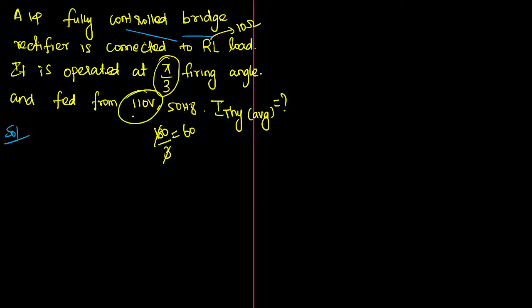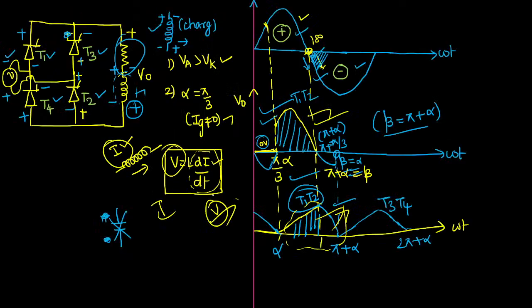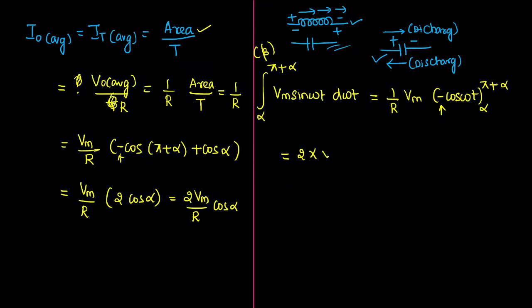Supply voltage is 110. But do remember, I have told you in case of AC circuits, they will always give you the RMS voltage, whereas I need Vmax. So maximum voltage equals root 2 times the RMS voltage. So it will be root 2 into 110. Then the value of the resistor, I think it is 10 ohm, into cosine of pi by 3.